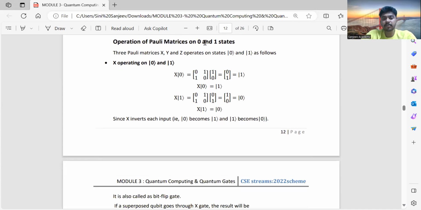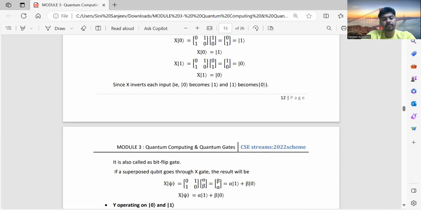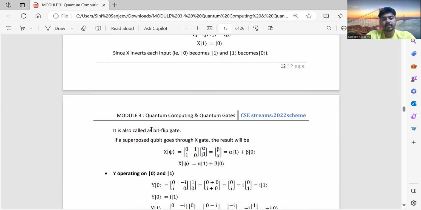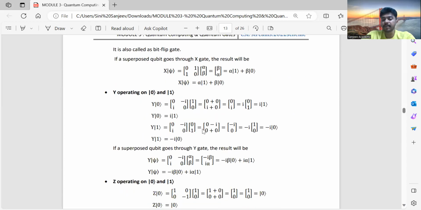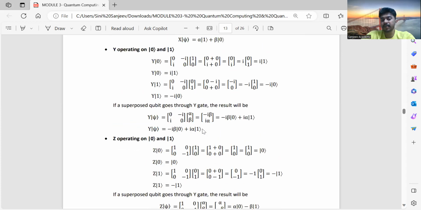Operations of Pauli matrices on the zero and one states. So X of 0, X of 0 means always multiply by what? 1, 0. If X of 1, what? Always multiply by 0, comma 1. So once you multiply it, you will get to know the answer. And so this is our NOT gate also, which is also called the bit flip gate. Bit flip gate. So similarly, you can do for Y and Z. Y and Z you have to do.